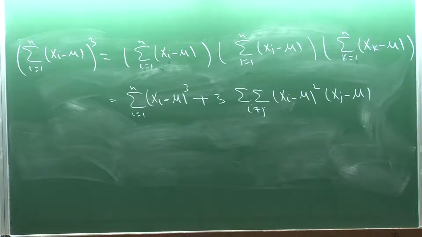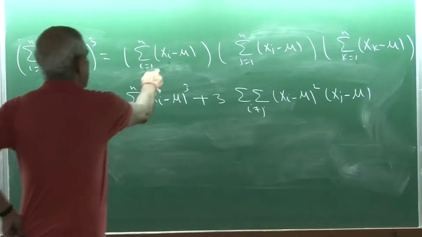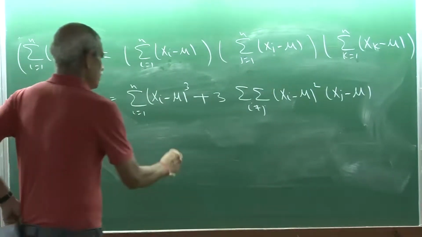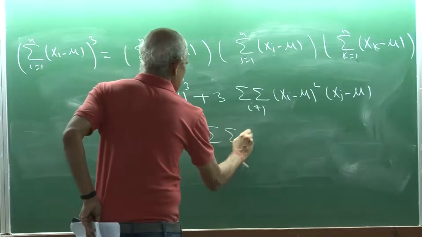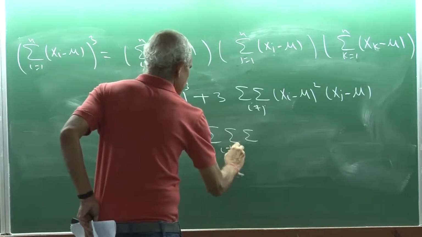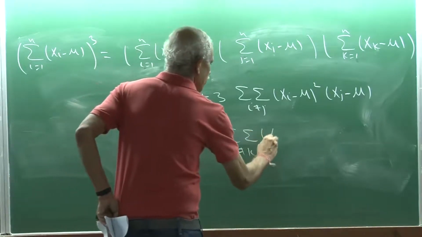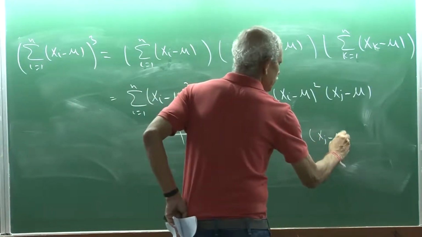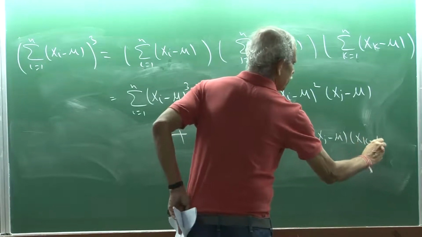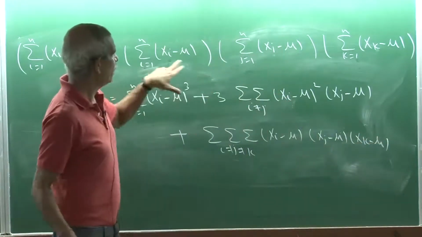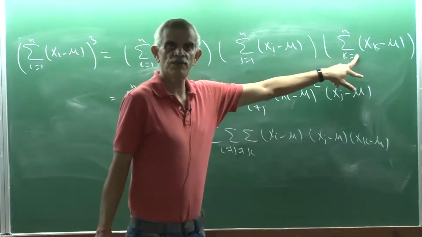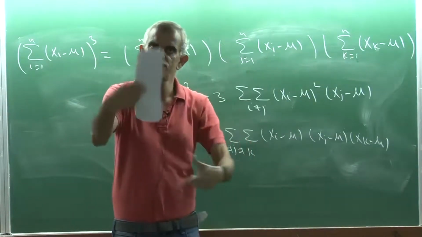Third is where from all of them I get a different one. So that means here I get xi minus mu, xj minus mu, and xk minus mu. All of them are different. So i not equal to j not equal to k, (xi minus mu)(xj minus mu)(xk minus mu). Now note that if xi minus mu is coming from here, xj minus mu from here, and xk minus mu from here, any permutations would also do.